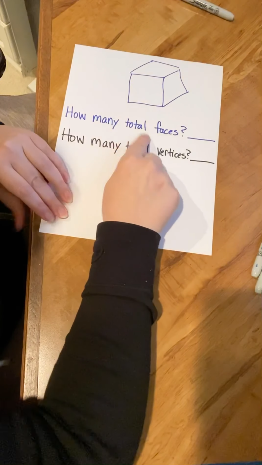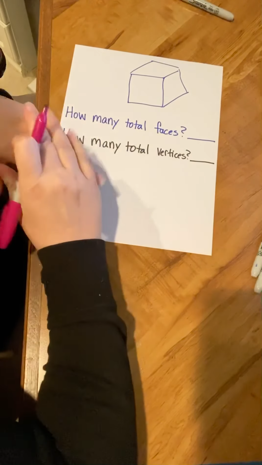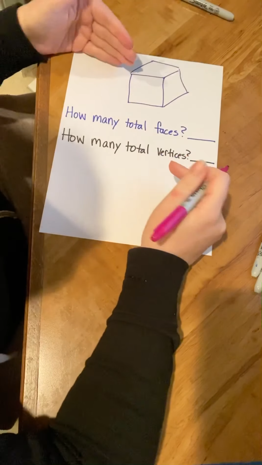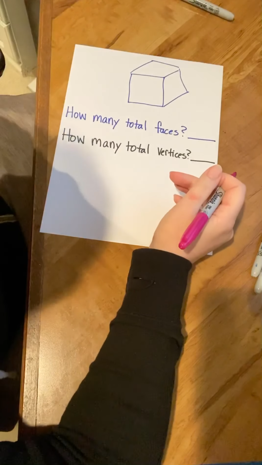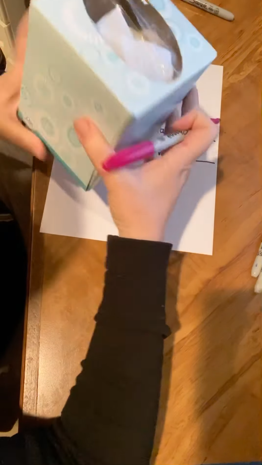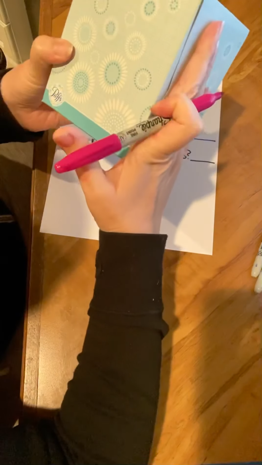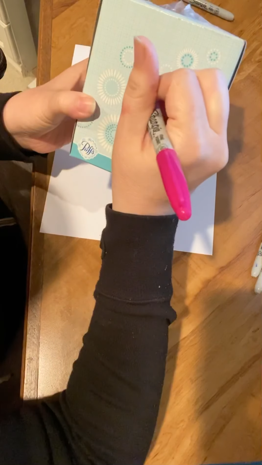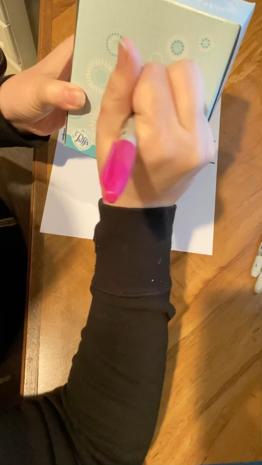So my first question is, how many total faces are there? So let's think about that. Remember, when you're looking at a solid shape on a paper, you can't see all the sides. You have to visualize it in your head. But we're going to use my tissue box as an example where we can turn it all the way around and we can see all of the sides. So if I'm looking at faces, remember, these are the faces. So I have a face, we'll start on this side, a face in the front.